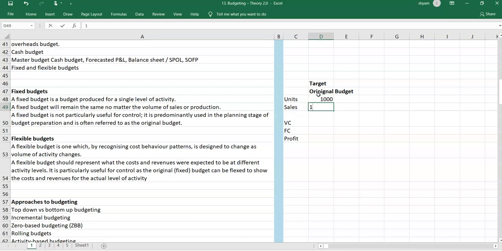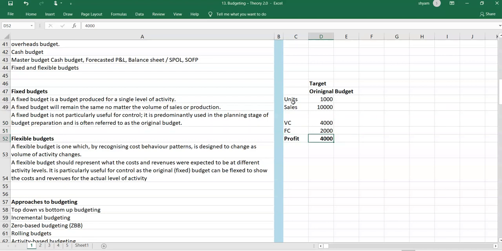The amount of sales is going to be 10,000. Variable cost is going to be 4,000. Fixed cost is going to be 2,000, and profit would be 4,000. So that's the concept. This is the original budget. This target is given to each manager. For example, sales units and amount are the sales manager's responsibility. Variable cost and fixed cost would be the production manager's responsibility, and finally we get the profit.